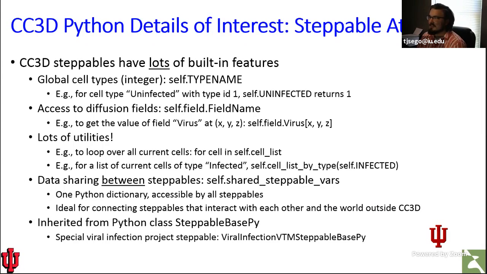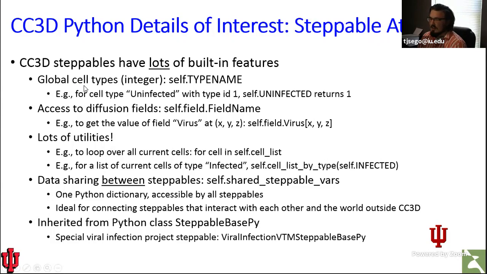CC3D Python has lots and lots of details, lots of special attributes, and lots of built-in functionality to do things very quickly, to make model specification as simple as possible computationally. We'll just go through a few of these that are relevant to today. For every steppable that we work with, there are lots of attributes that can be accessed by typing the command self dot and then some attribute or function that's defined for every steppable.